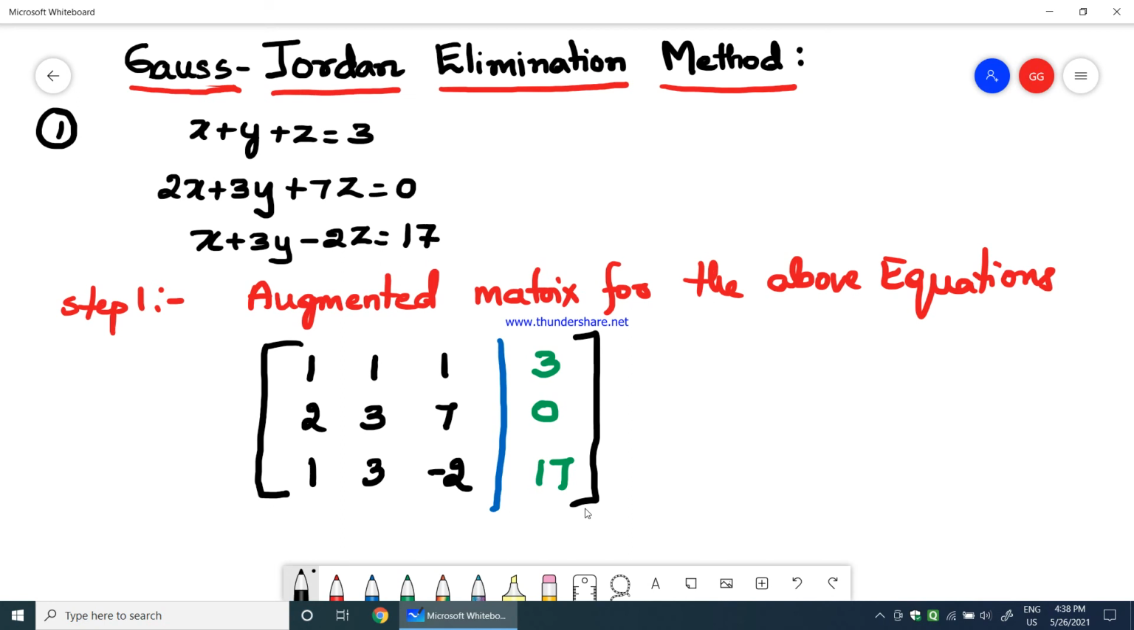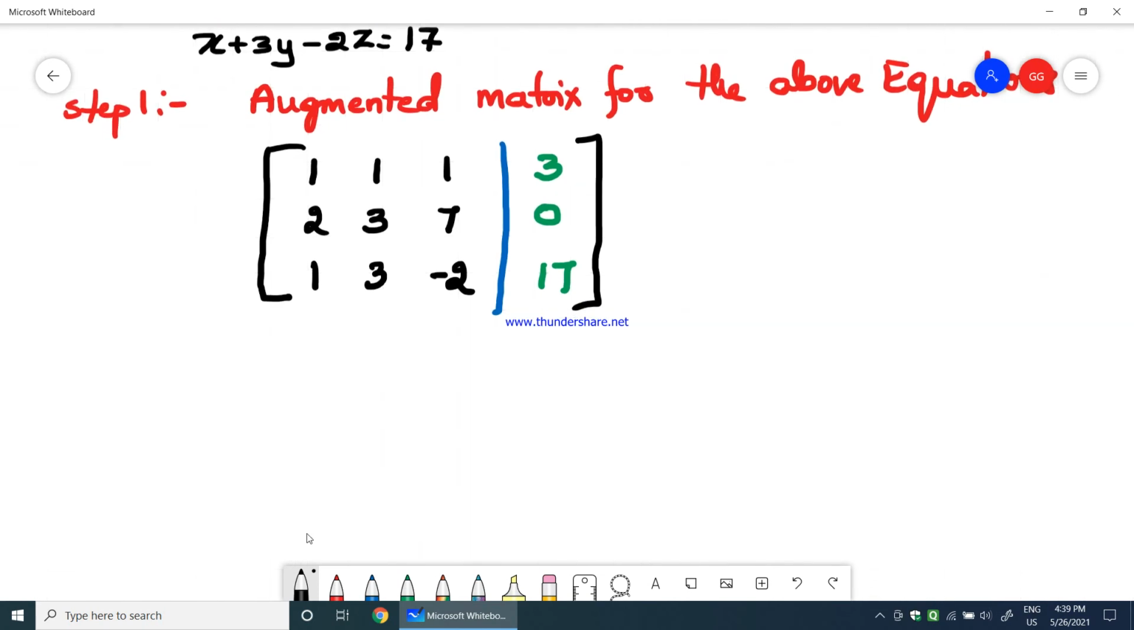Now we will perform row operations such that we are able to reduce this given matrix into a Gauss-Jordan matrix at the end, to find the solution in the easiest manner. So what would be the first row operation that we apply to this particular problem? Let me analyze to perform the row operation.